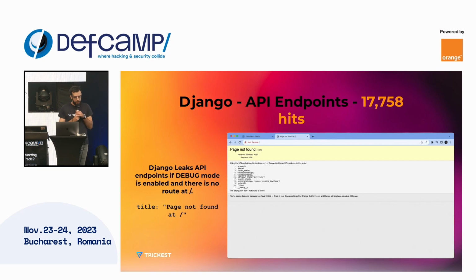For Django, I found two types of exposures. One is API endpoints. It could happen when there is no route at the Django root path. It just leaks what the API endpoints are with debug enabled. That's of course for the developers to understand what the routes are available, but for hackers it's something they take advantage of. The title for the query for this is "page not found" at the root of the web server.